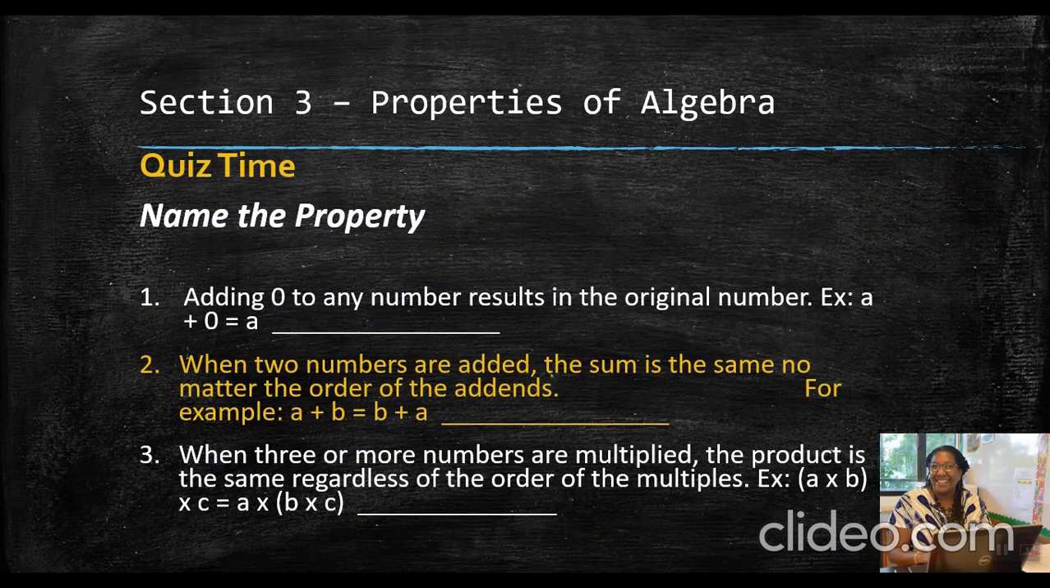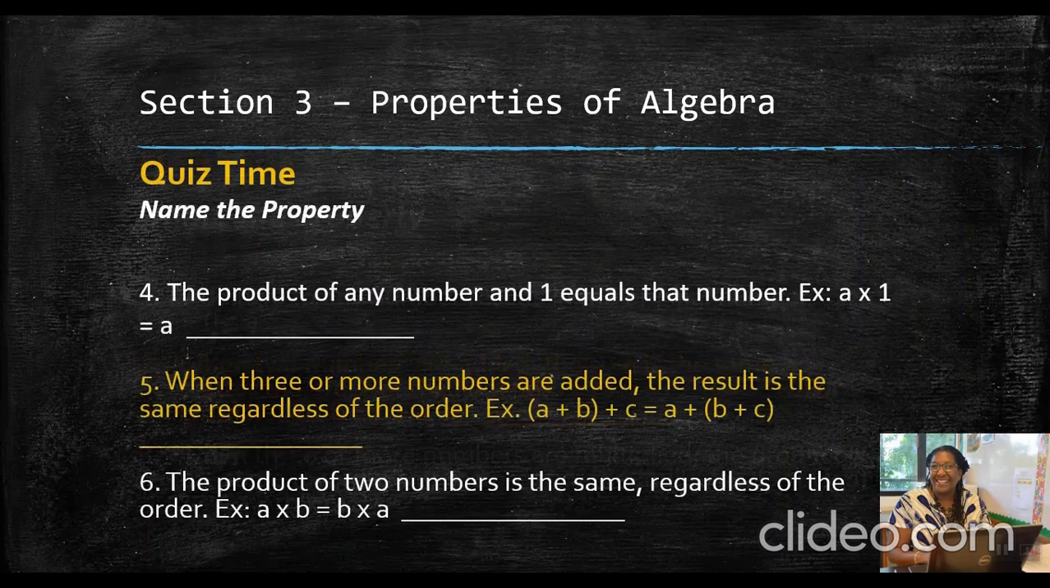What property is that? Number 3, when 3 or more numbers are multiplied, the product is the same regardless of the grouping of the factors. Example, (a times b) times c equals a times (b times c). Which property? Number 4, the product of any number and 1 equals that number. Example, a times 1 equals a. Name the property. Number 5, when 3 or more numbers are added, the result is the same regardless of the grouping. You can name the property.